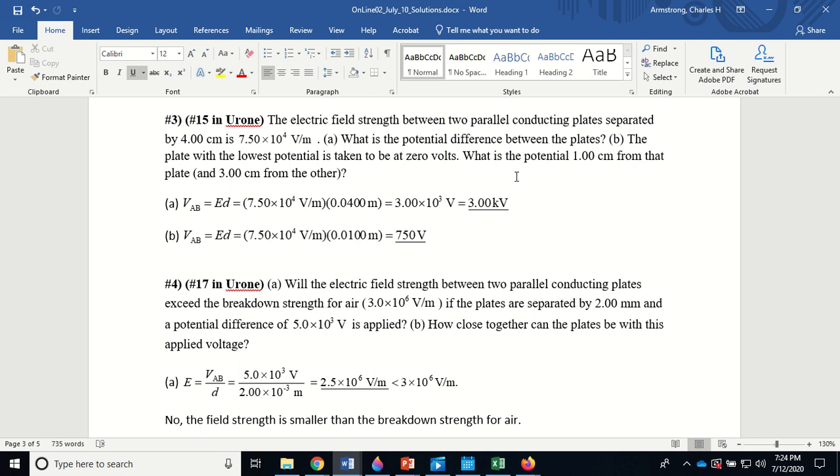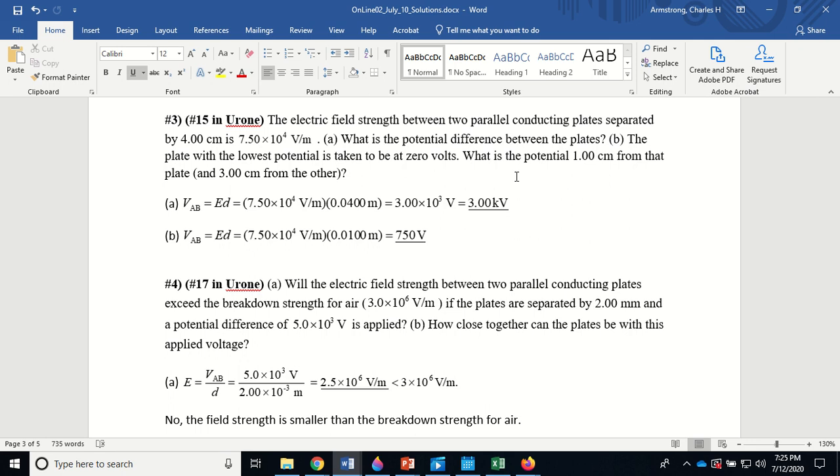Okay, the plate with the lowest potential is taken to be 0 volts, because all we're really interested in is differences in voltage. And here's the word potential. I should have mentioned it. Potential difference and voltage mean the same thing. When you say we have 10 volts, you say, well, what's the potential difference? Well, the potential difference is 10 volts.